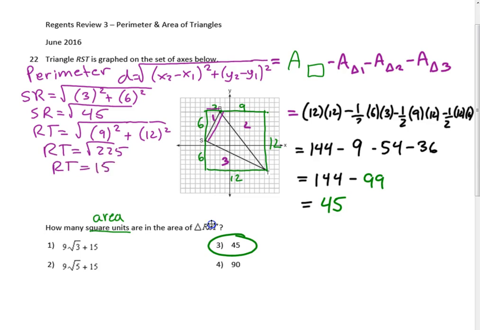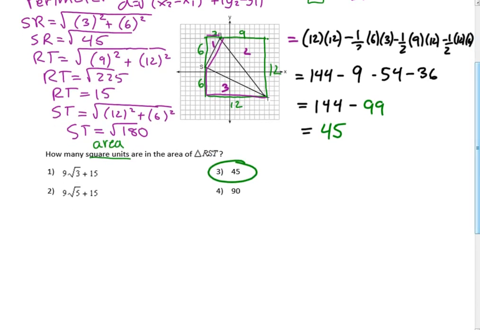And then we have down here ST. The change in x down here is 12, so 12 squared, and the y is changing by 6, squared. So we've got 144 plus 36, which is the square root of 180. If we're going to find the perimeter, which this question isn't asking for, but we're thinking about the types of things, it's going to be SR plus RT plus ST.